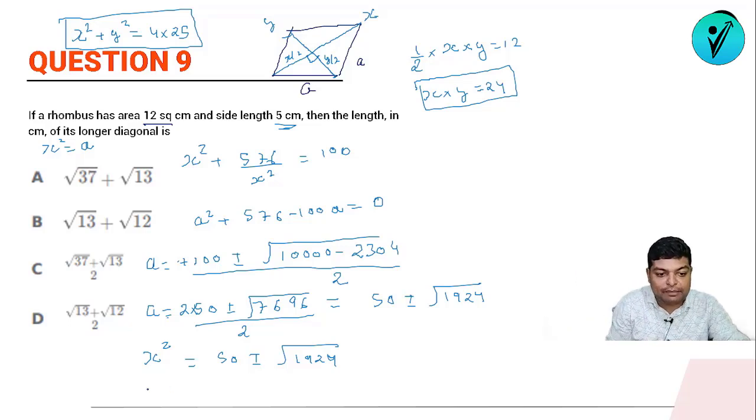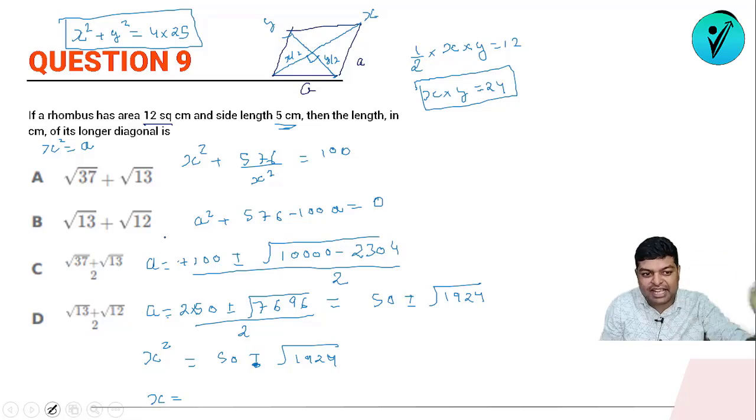For the longer one, what do we have to do? I have to neglect this negative. So x square is 50 plus root under 1924. So what will be the value of x? We need this. When you look at the options, all of them have 37 and 13 like that. So when I split 1924, what is it? It is 37 into 13 into 4.